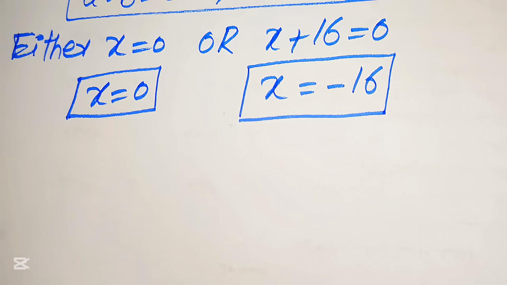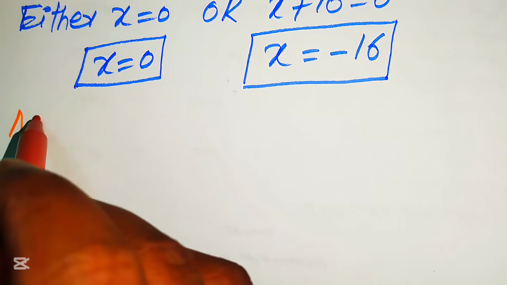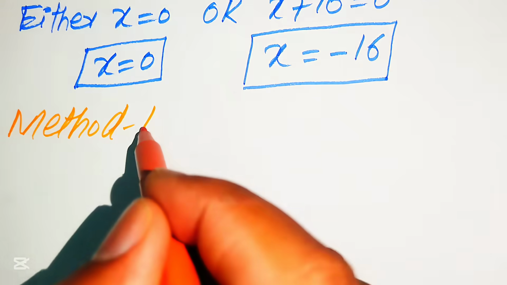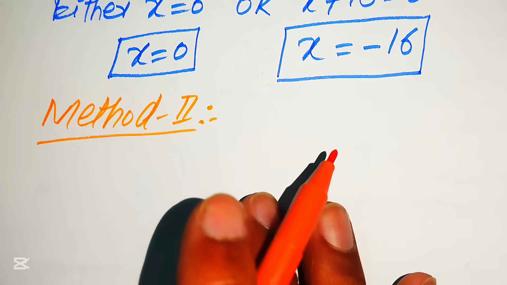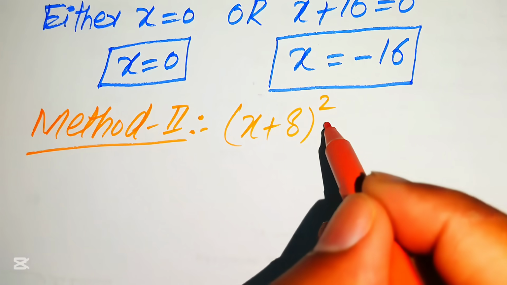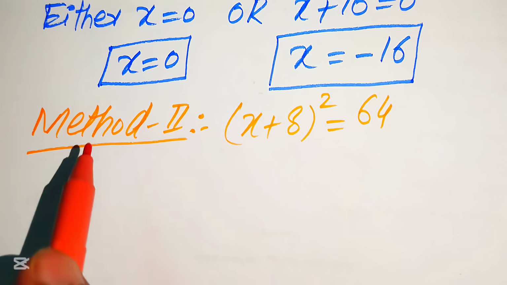And now we move forward to solve this question with the second method. For the second method we need to copy down the given question statement here. The given question statement is (x + 8) whole square equals 64. And now in this method we can apply this algebraic formula.